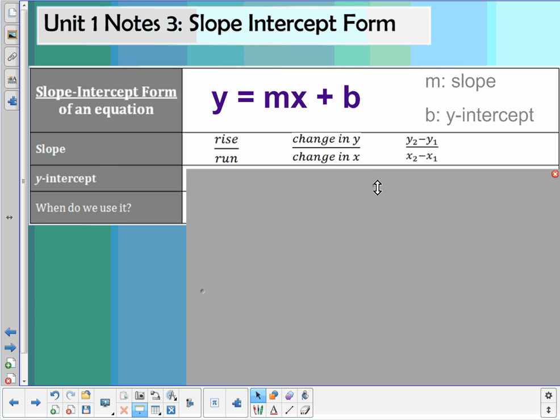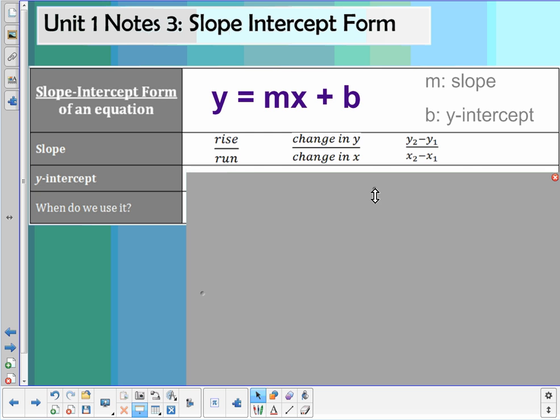We also call slope rise over run. We also call it change in y over change in x. Y2 minus y1 over x2 minus x1. Change in y over change in x. However you want to think of that, that is slope. So the change in the y's divided by the changes in the x.